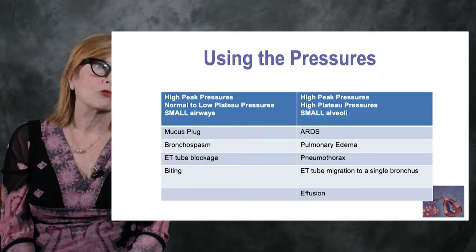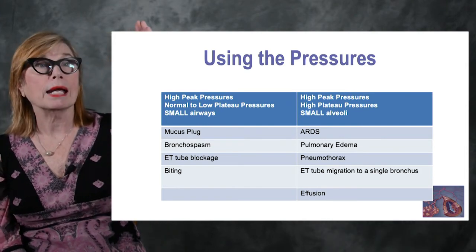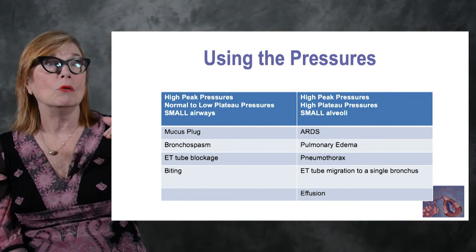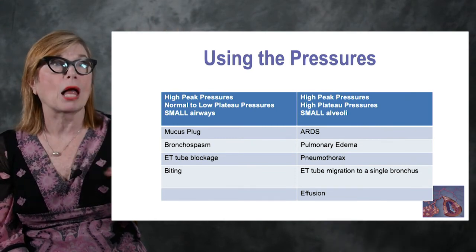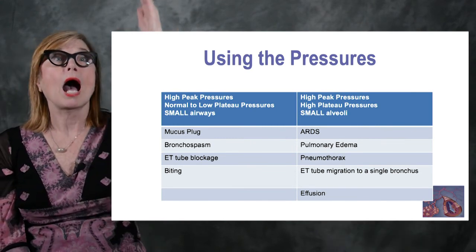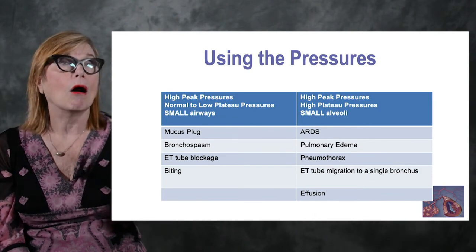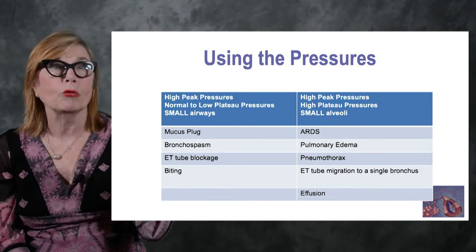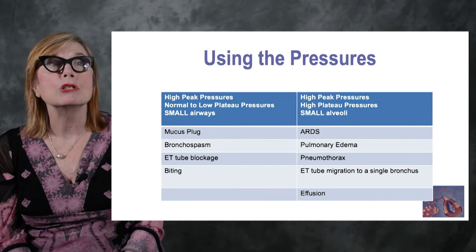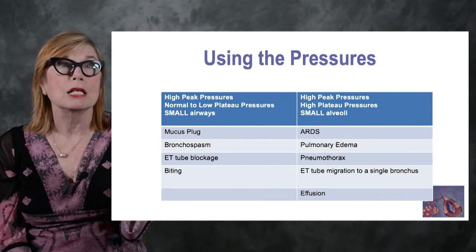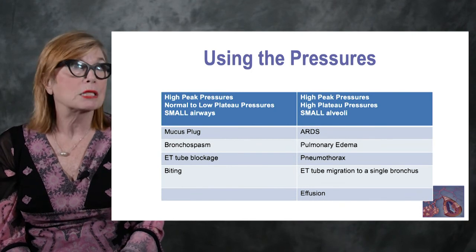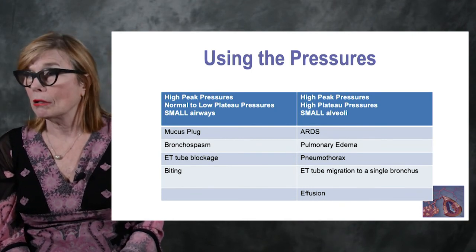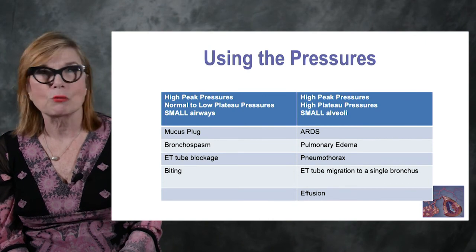Use those pressures. Remember, high peak with normal to low plateau: this is about mucus plug, bronchospasm, ETT blockage and biting. High peak and high plateau: ARDS, pulmonary edema, pneumothorax, hemothorax, ETT migration into a single bronchus, or pleural effusions. We have a responsibility to pay attention. That's our job, and that's what we do best.